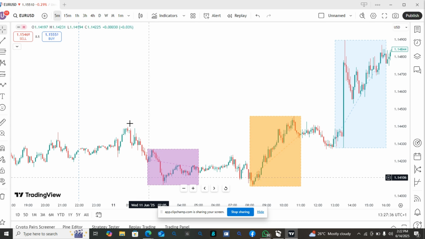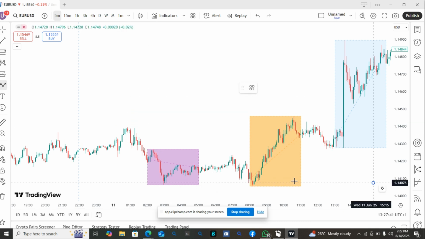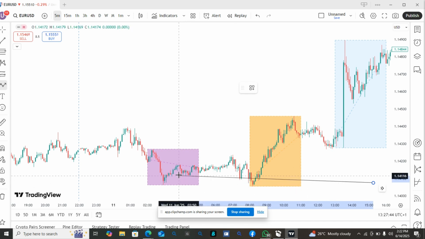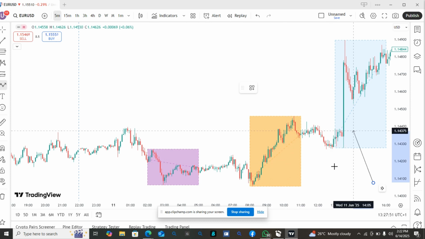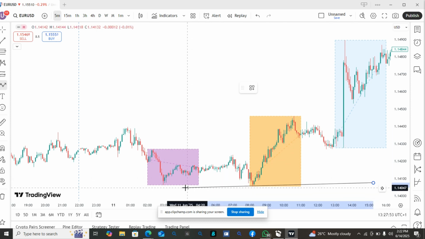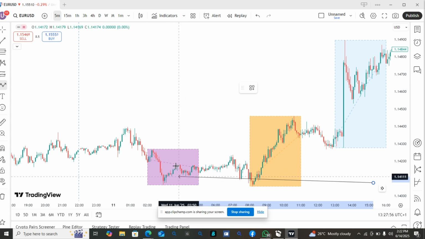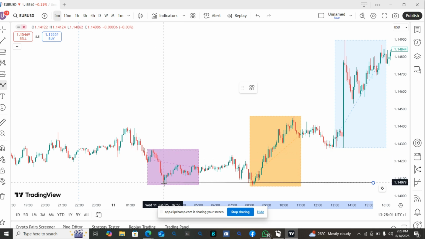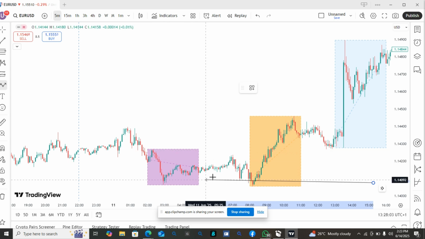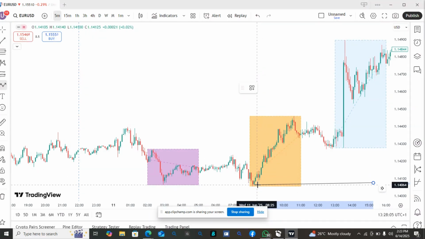Now, you can see these color shaded portions. The purple zone is your Asian session. The golden zone is your London session, while the blue zone is the New York session. Now, see what happened here? This purple zone is your Asian high and your Asian low. Now you notice that as London opened, price came to this Asian low and took out the sell side liquidity as we illustrated earlier.